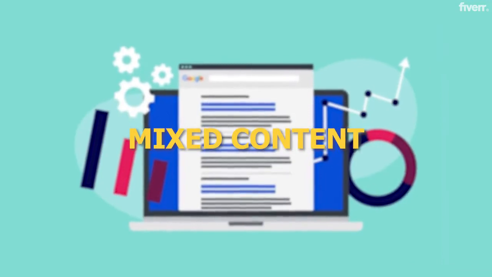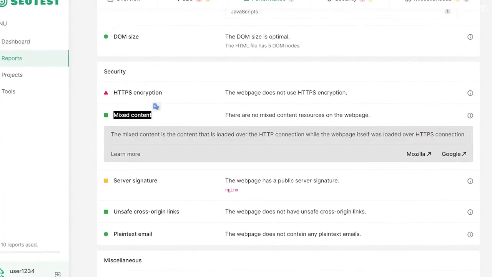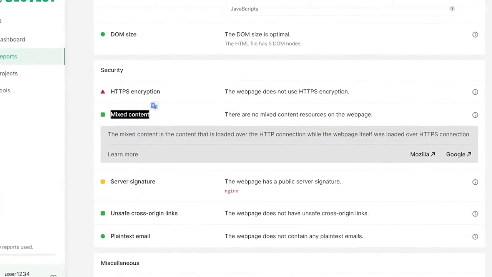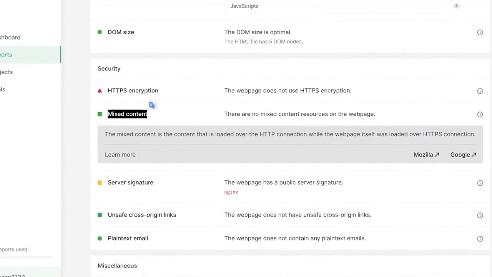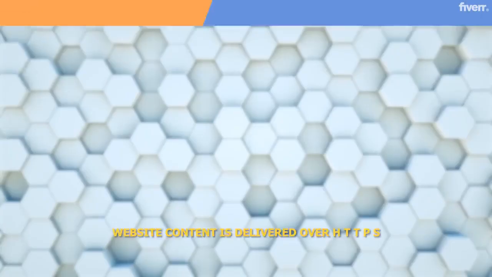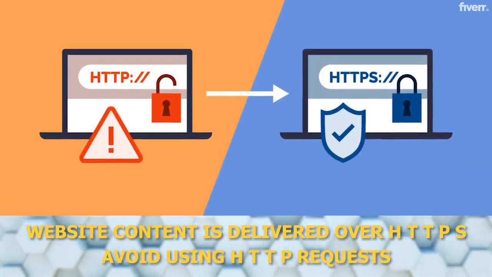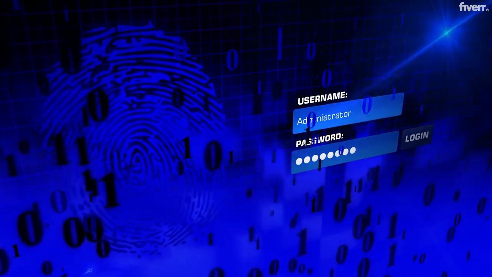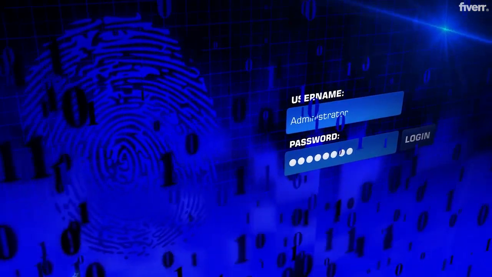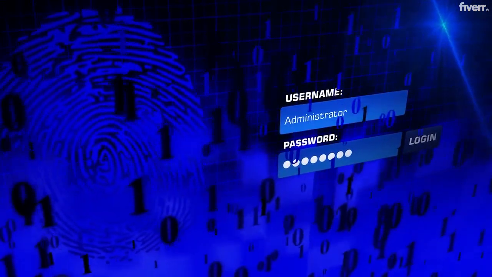Mixed content. Mixed content refers to content on your website that is delivered over both HTTPS and HTTP. To optimize mixed content, make sure all your website's content is delivered over HTTPS and avoid using HTTP requests. Avoiding mixed content can help protect your users' data and improve their trust in your website.